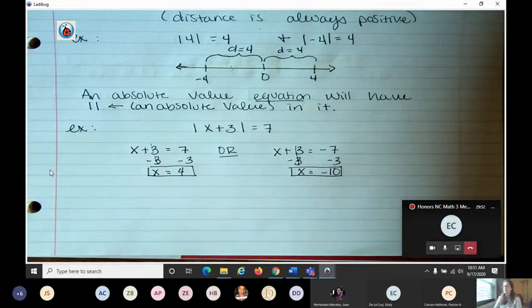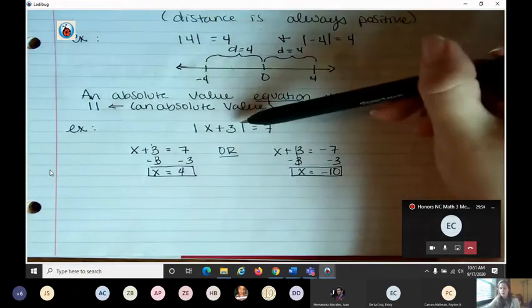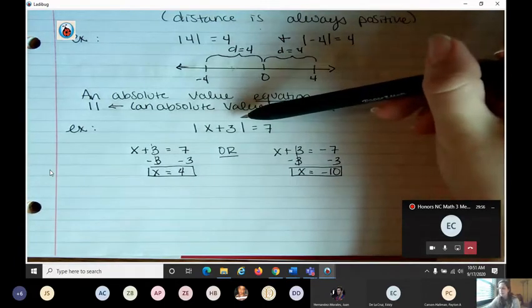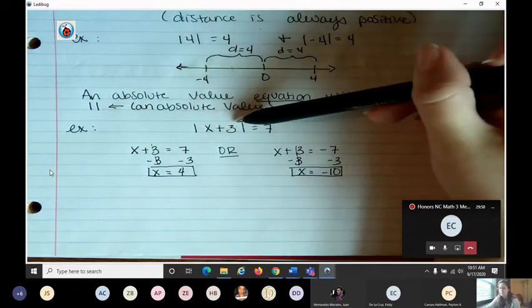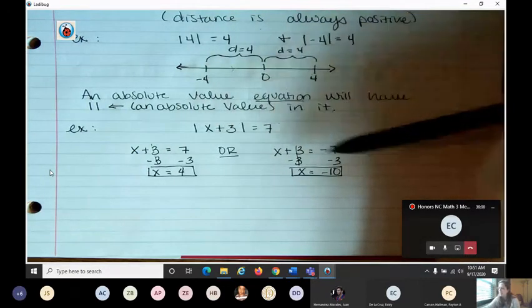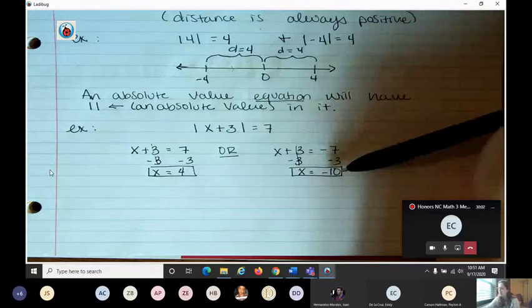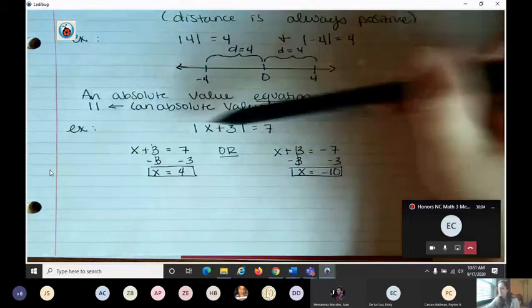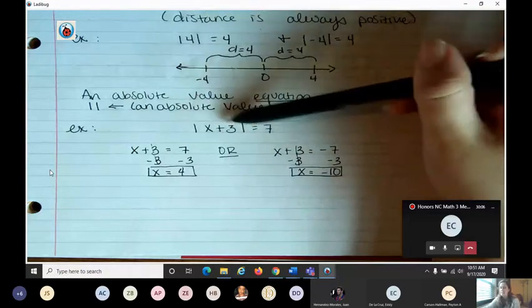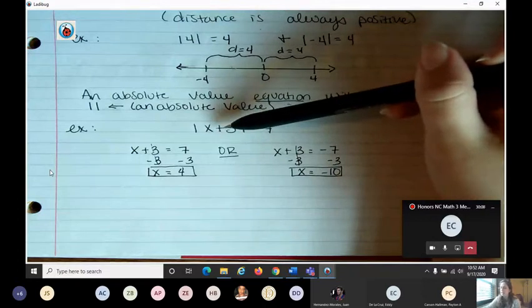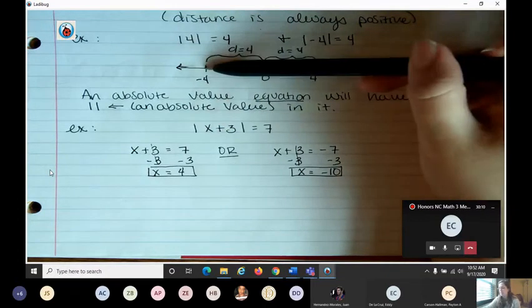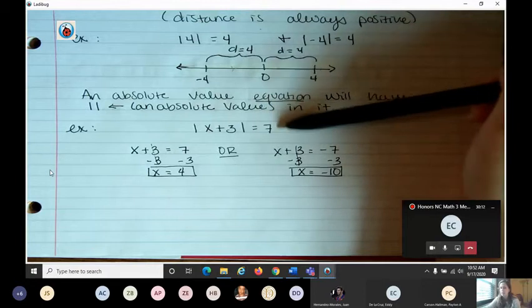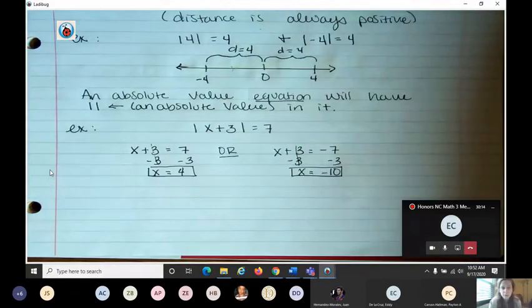If I sub each of these into my absolute value, I can see that it works. 4 plus 3 gives me 7. And then negative 10 is here. Negative 10 plus 3 should give me negative 7. But when I look at the distance between negative 7 and 0, that distance is 7. So both of these values will work in my absolute value equation. What questions do you guys have about solving that equation?